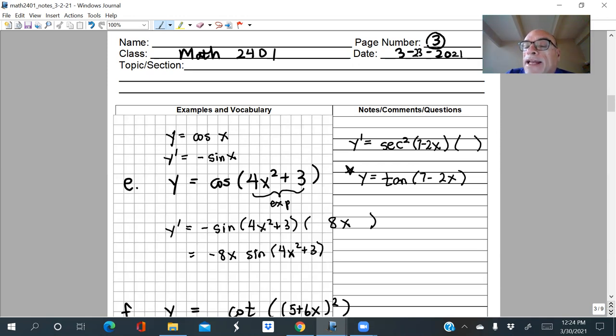So I have to multiply in one extra derivative. What is the derivative of 7 minus 2x? Minus 2, right, Daniel. Okay, so there you go. Just multiply in the minus 2. If you want to, you can put the minus 2 in front. Not really necessary, but you can. So you have minus 2 times secant squared of 7 minus 2x. Okay, and that's it, right?